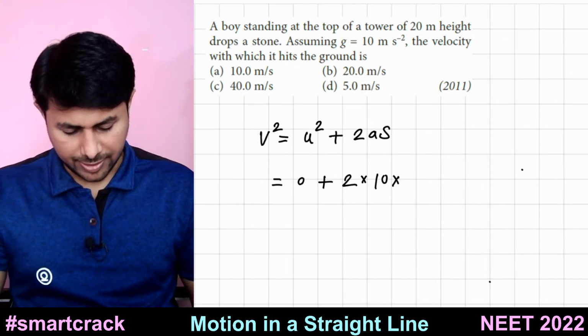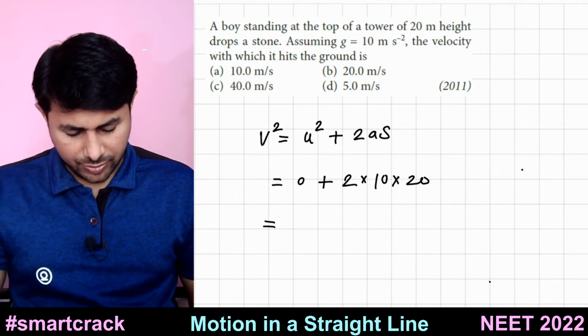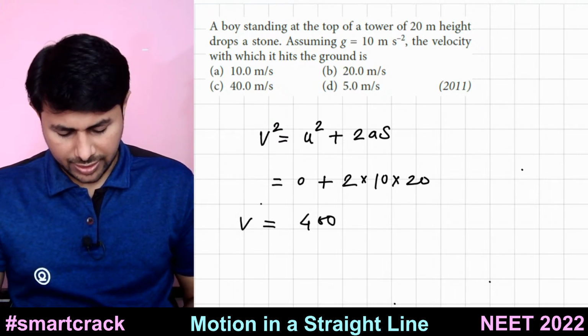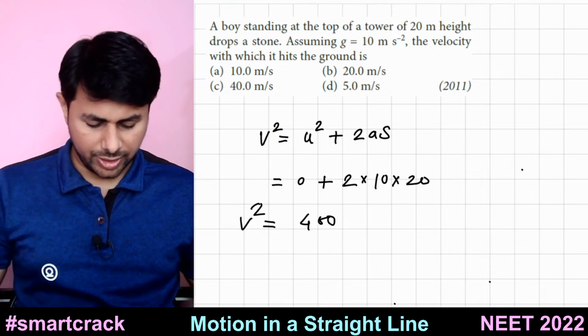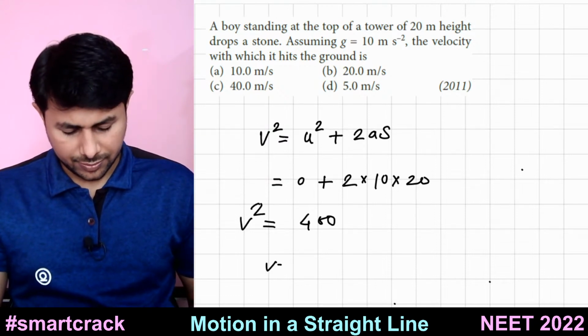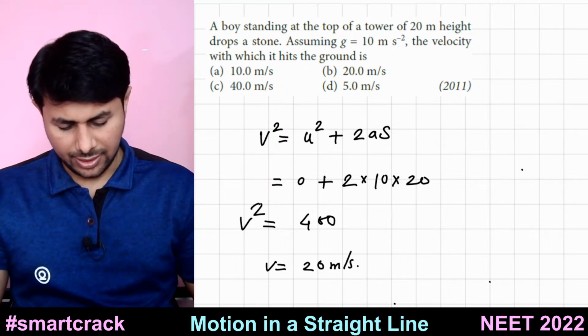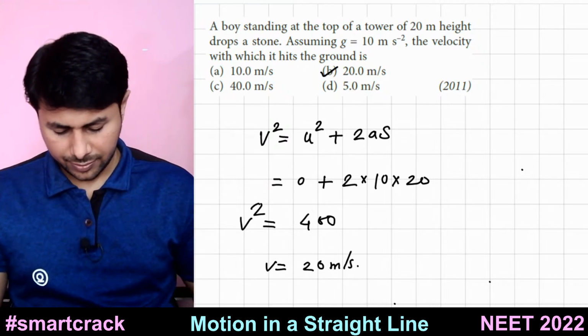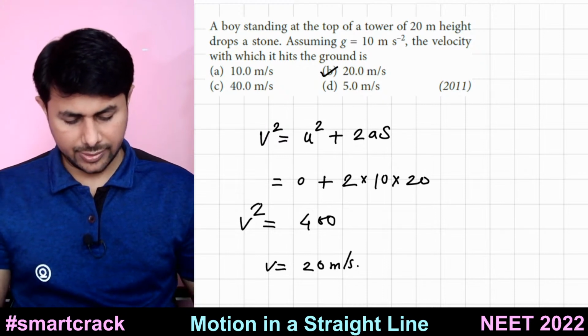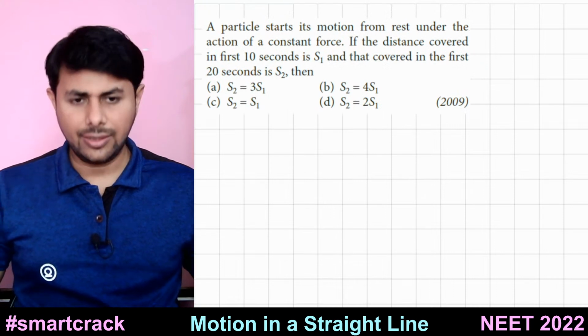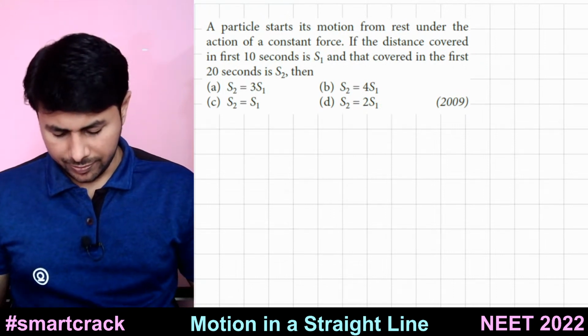So multiplied by 20. So it is 20 times 2, 40. 40 times 10 is 400. So v square equals 400. So what is v? V equals the square root of that, 20 meters per second is the answer. Option B. Okay, very simple. Then let's move on to another problem.